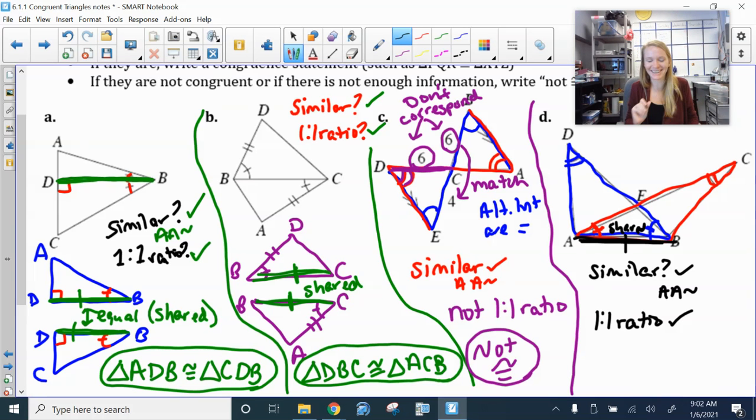That does not look like shared, does it? My writing is terrible. I'm sorry, guys.